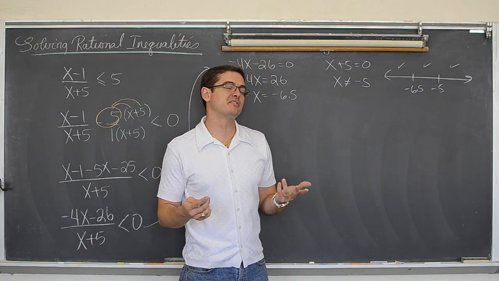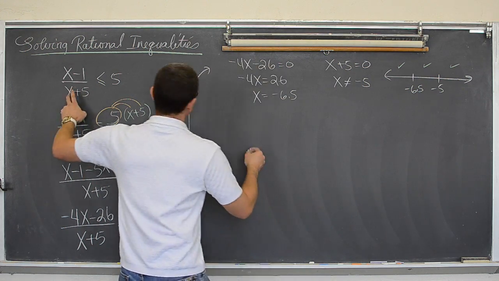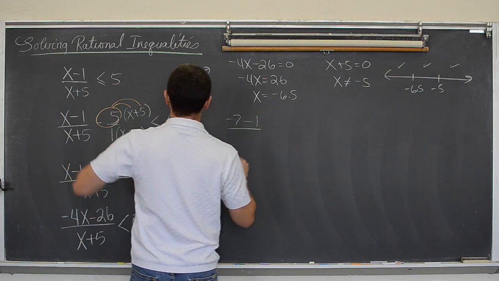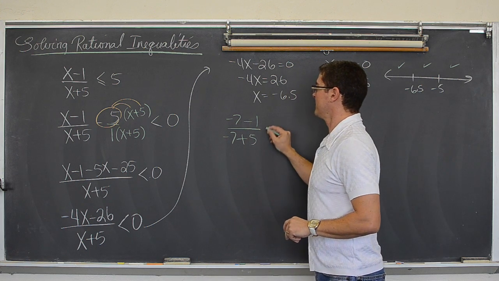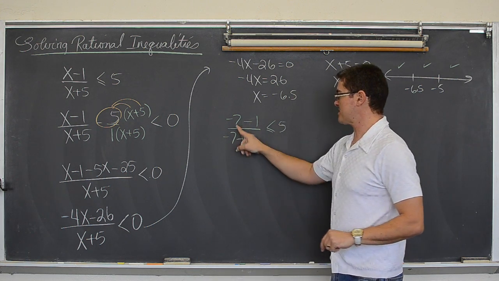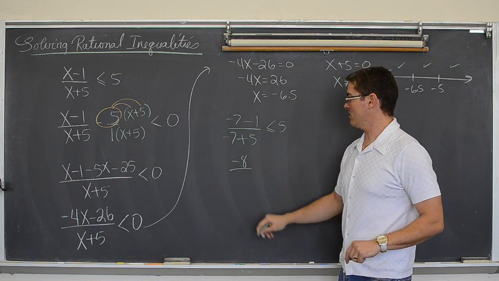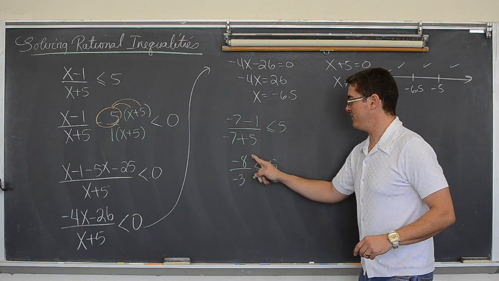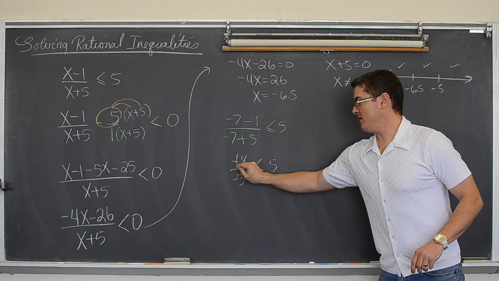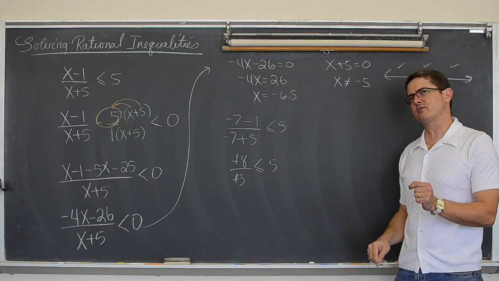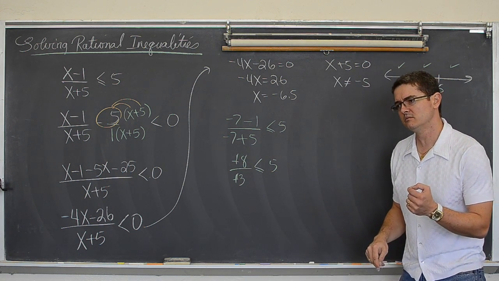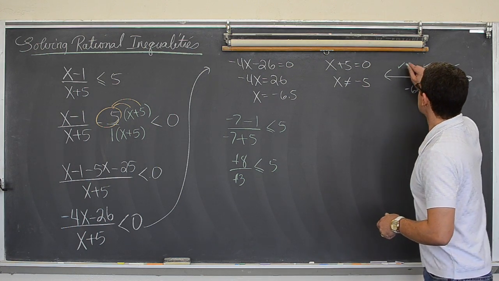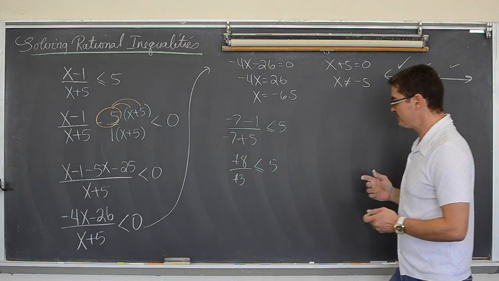So going back to the original inequality, what's to the left of negative 6.5? How about negative 7? So negative 7 minus 1 over negative 7 plus 5. Is that less than or equal to 5? Well, that's negative 8 over negative 3 is less than or equal to 5. Two negatives cancel out, 8/3. 8 divided by 3, that's 2⅔. Well, yes, 2⅔ is less than 5, so this gets a big old check mark.